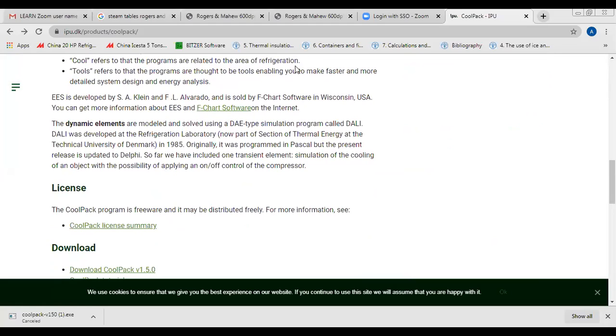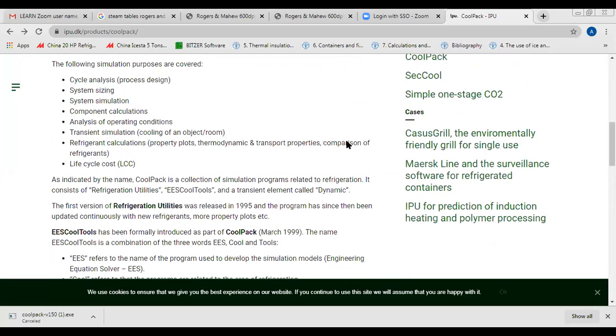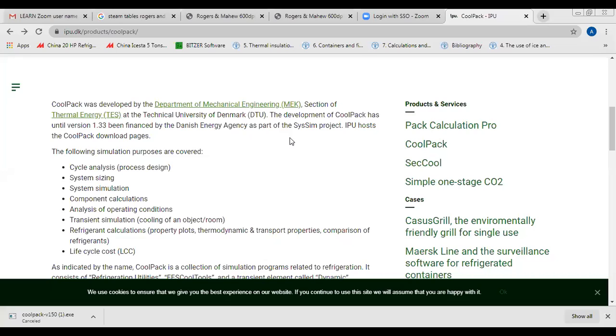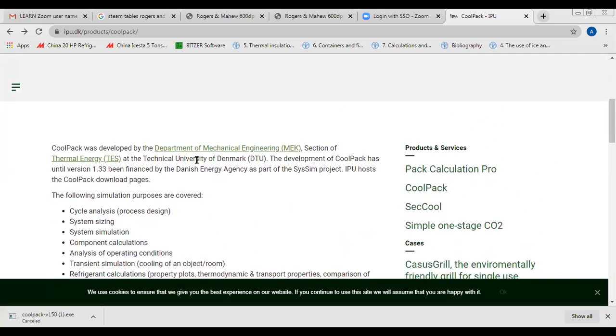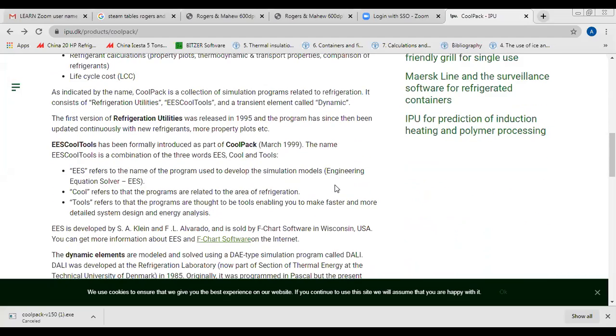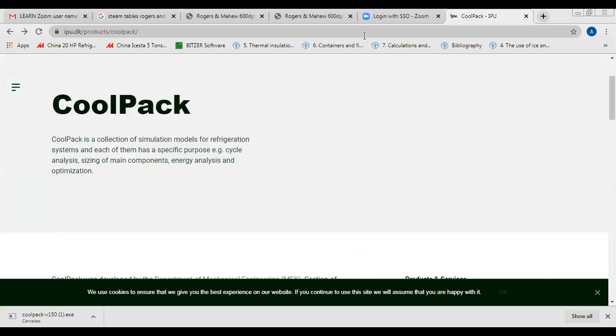Yes. So try to download this cool pack. This is very important. This is a very handy tool. And you can even do some simple cooling systems and heat transfer systems calculations over here if you need it. Anyway, this is a good tool. So try to get this installed. Right? Try to get this installed. Very good. Cool pack.